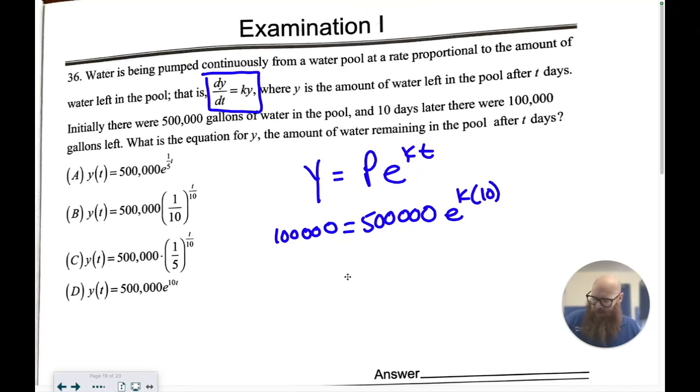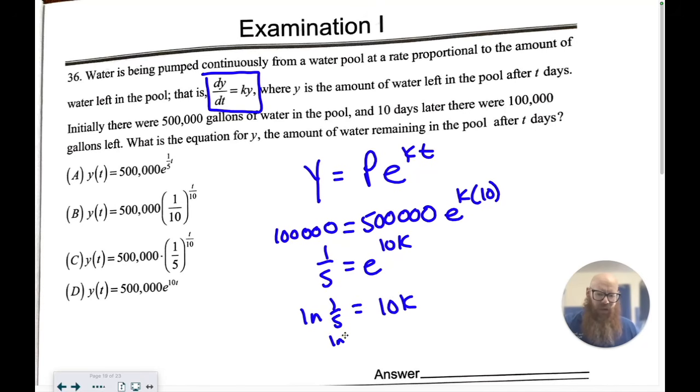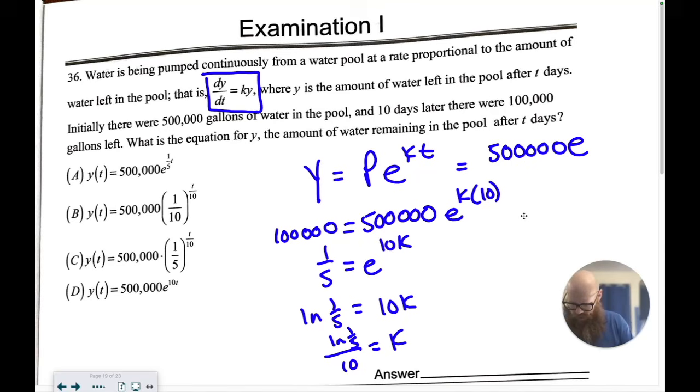I'm going to solve this right here. I'm not going to use Desmos, I'm just going to use a TI-84. When you divide these, you get 1/5 equals e to the 10k. Then ln 1/5 is 10k, so ln of 1/5 divided by 10 is equal to k. Then my equation is going to be 500,000 e to the k, so I do the ln of 1/5 divided by 10, and I get negative 0.1609 t. All right? But unfortunately, that answer's not there.